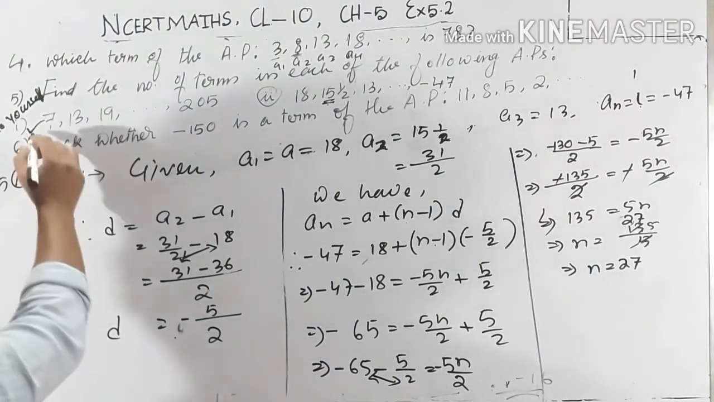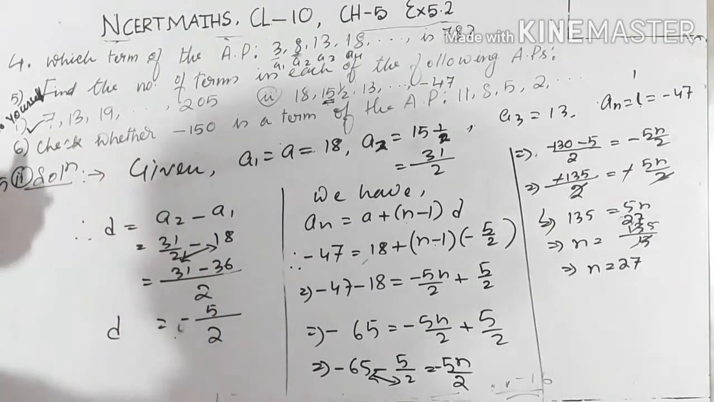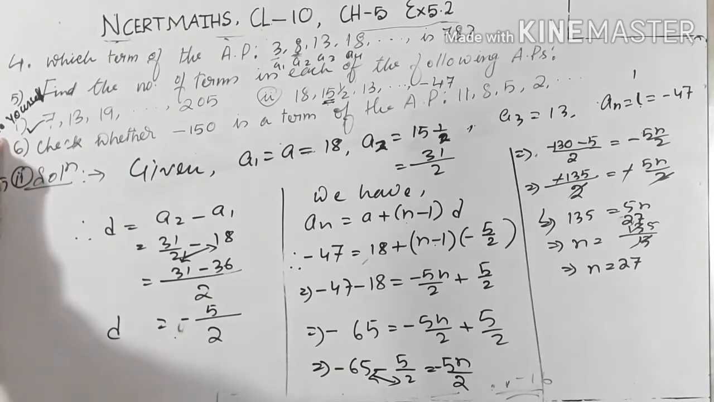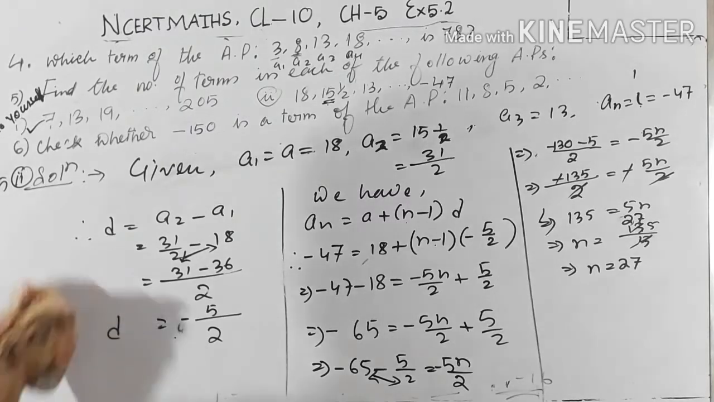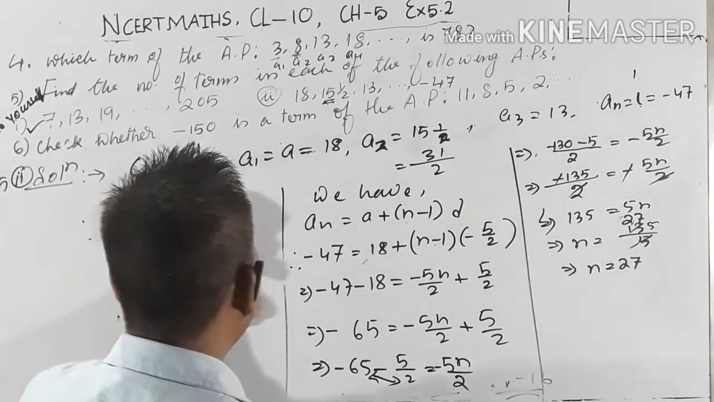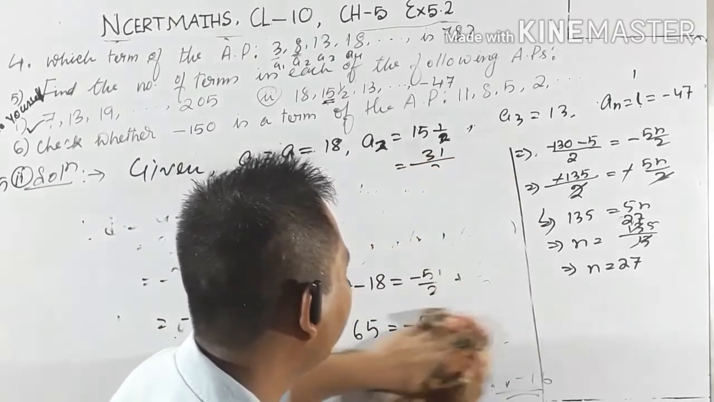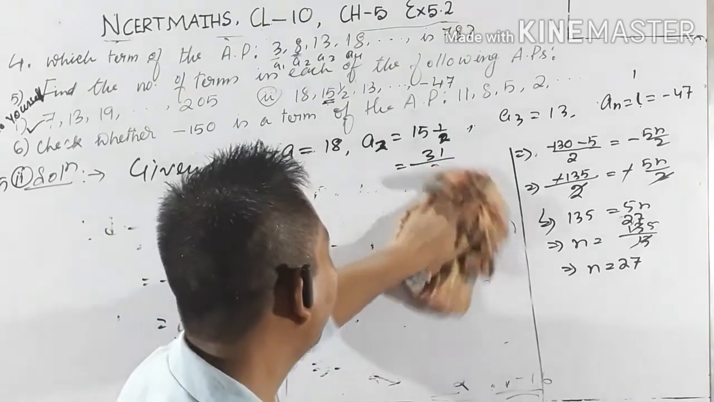So I'm not doing this one, Roman number 1. Okay. So you will be doing it yourself. This is what I have written. Do it yourself. Okay. Now, question number 6.